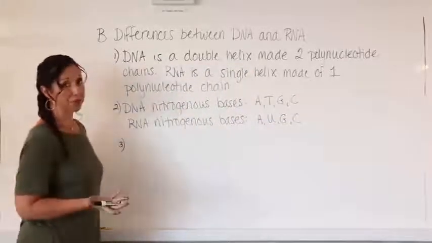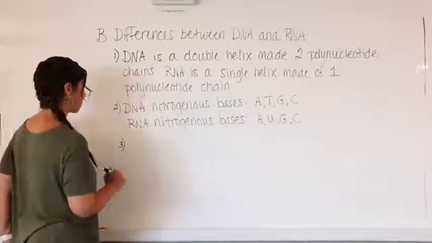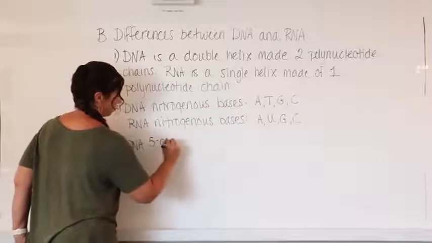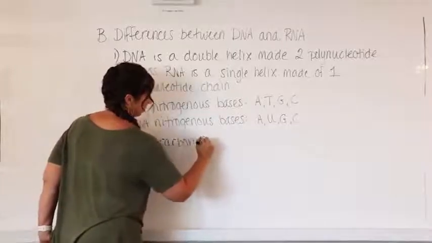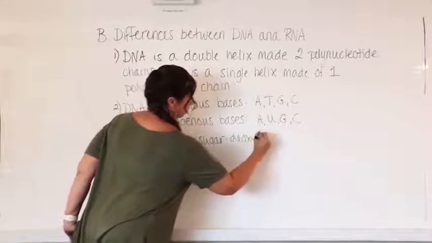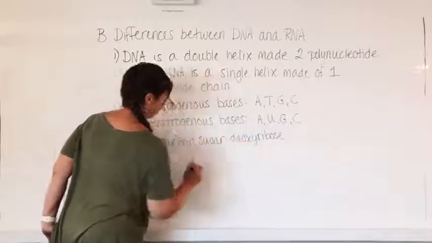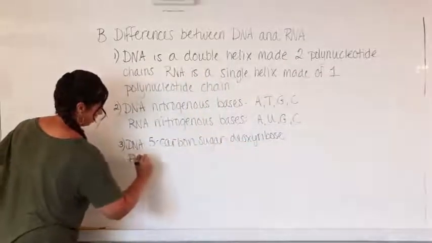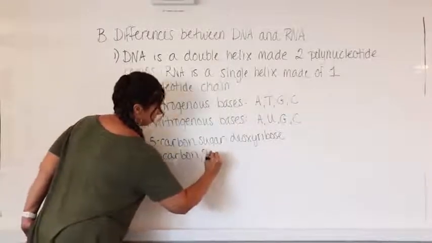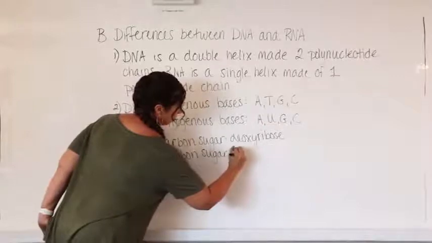And the last difference we've already talked about as well, but so DNA, 5-carbon sugar is deoxyribose, and RNA, 5-carbon sugar is ribose.